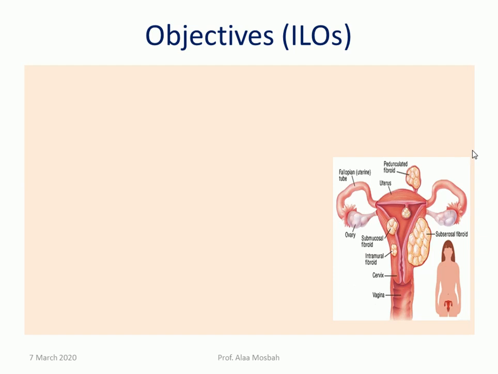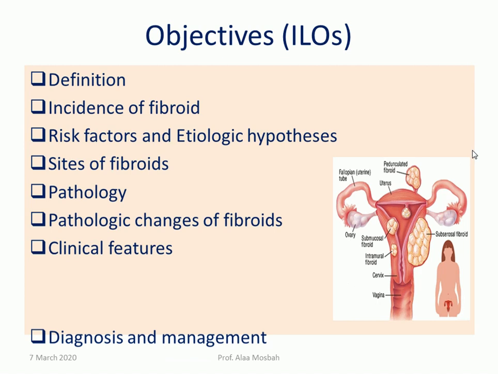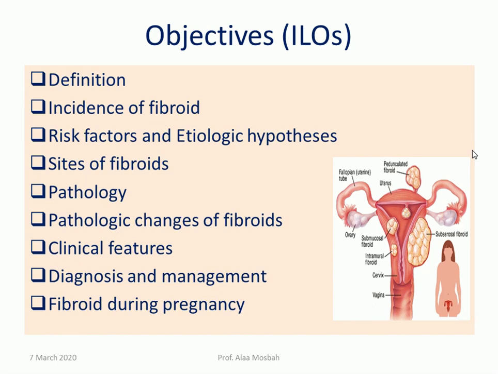The definition, the incidence and the prevalence of fibroid, risk factors and the etiological hypotheses, the sites of fibroid, the pathology, the pathological changes of fibroids, the clinical features, the diagnosis and the management, and what about fibroid effect during pregnancy.